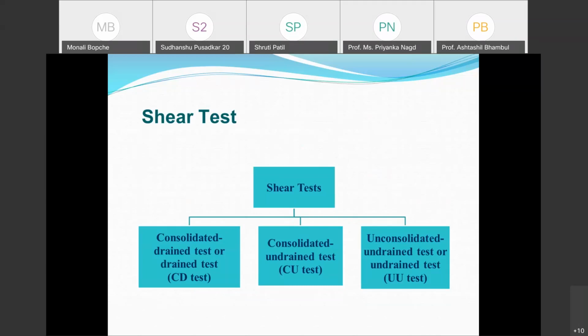The UU test is also called a quick test because I take the sample and test it, so it gets done very quickly. Whereas the consolidated drained test, that is the CD test, is a slow process because I require time to consolidate the soil sample. I also require time for testing. The shearing takes place in such a fashion that the machine runs very slowly, and it may take even 8 days to complete one CD test, because the rate of shearing should be such that the water is continuously removed from the soil.